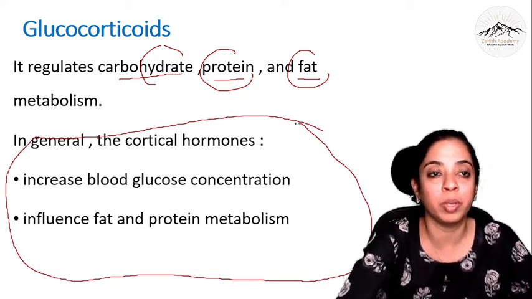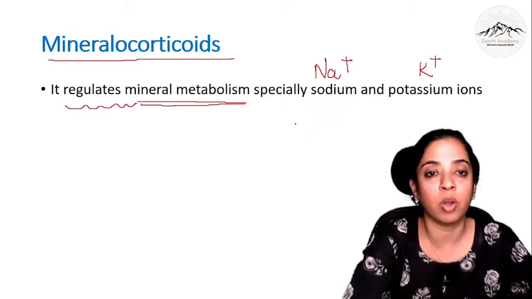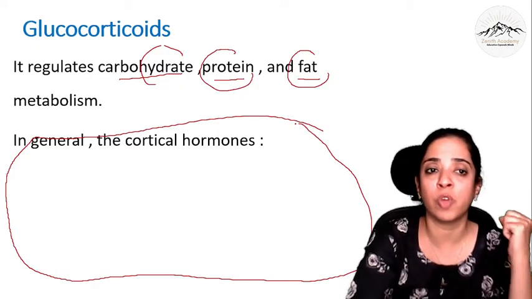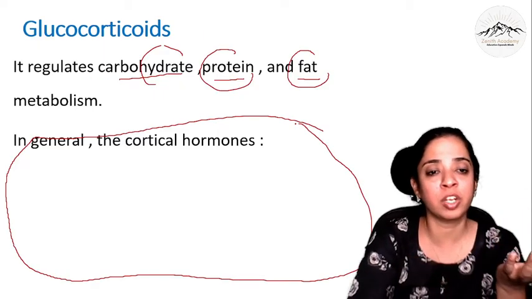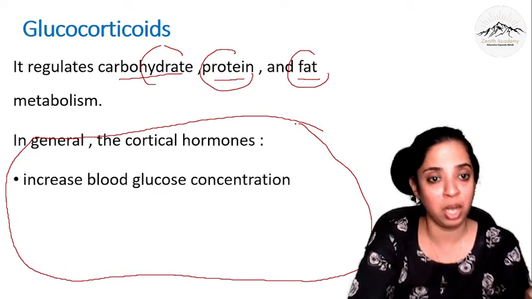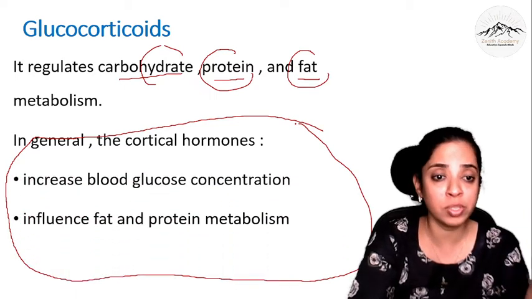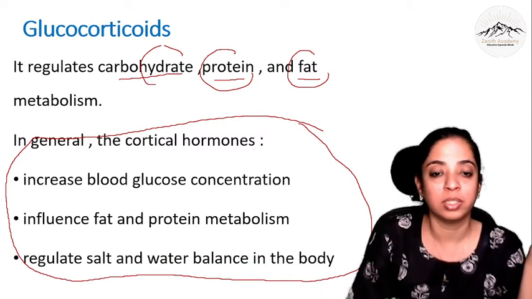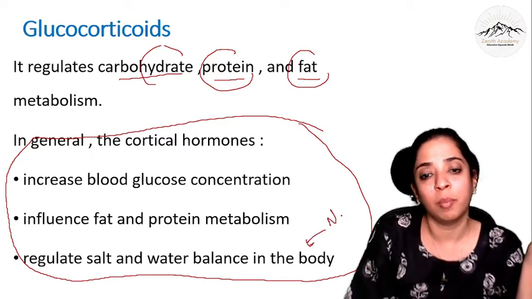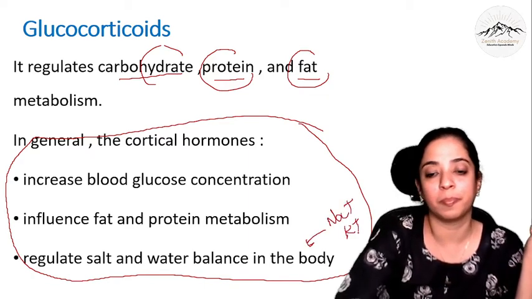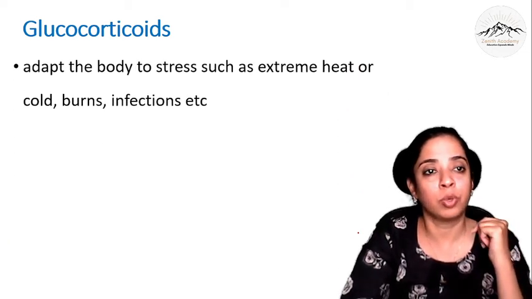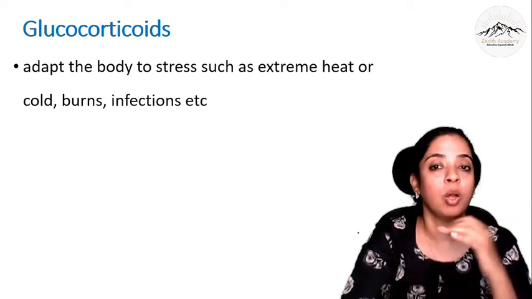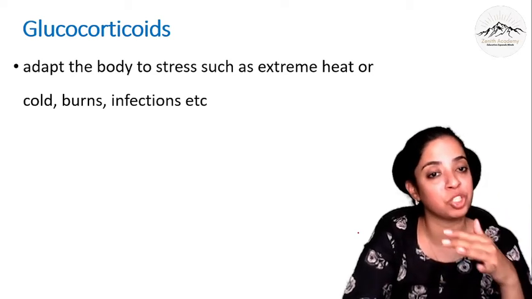And if you are asked about mineralocorticoids, you can say mineralocorticoids is for sodium and potassium ions metabolism, and glucocorticoids is for carbohydrate, protein and fat. But in general, the cortical hormones are increasing the blood glucose concentration, influence fat and protein metabolism, and regulate salt and water balance in the body. So this salt and water balance is brought about by sodium and potassium balance only. Correct? Now, glucocorticoids adapt the body to stress such as extreme heat or cold, burns, infections, etc.